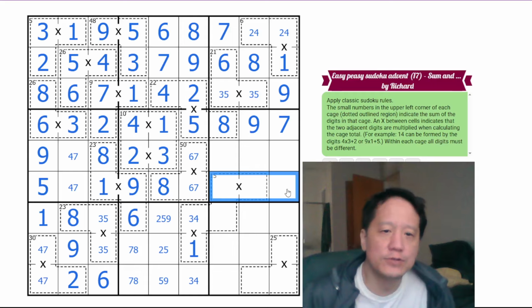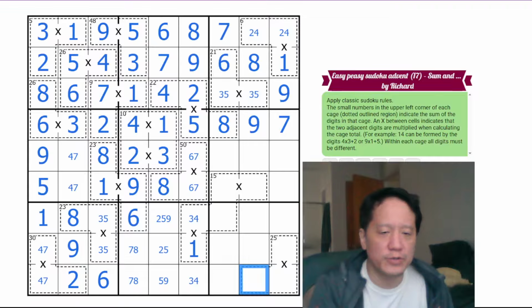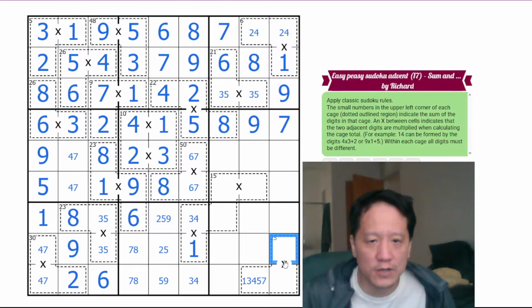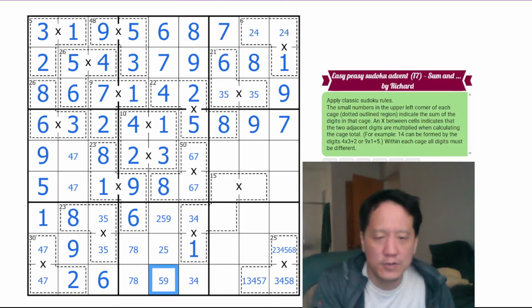Remaining digits in row 6. Actually, let's do 25 here first. This digit cannot be 2, 6, 8, and 9, so it could be 1, 3, 4, 5, or 7. The digits here can be 2, 3, 4, 5, 6, and 8. And this can't be 2 or 6 because of 2 or 6 in the row.